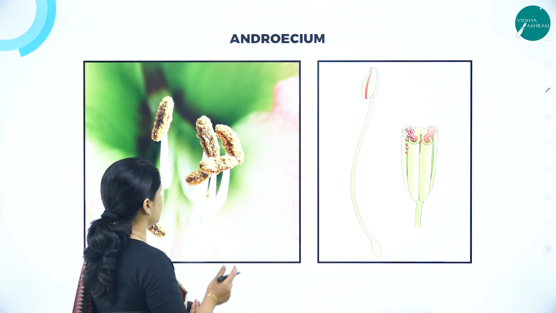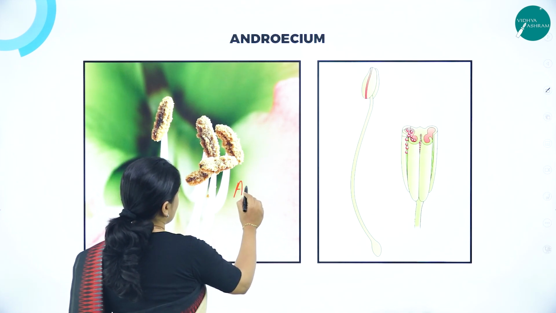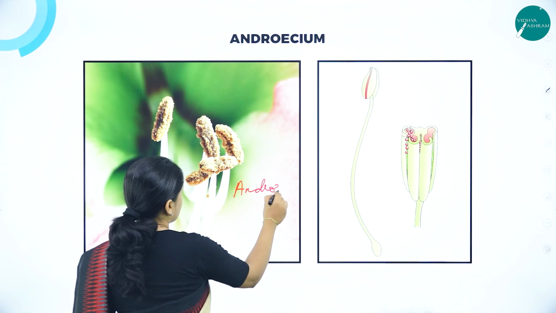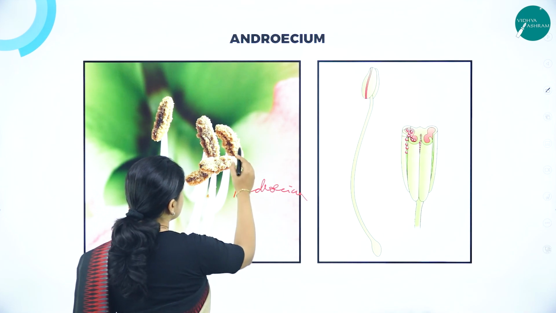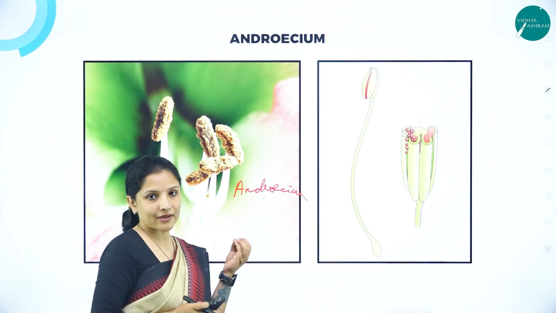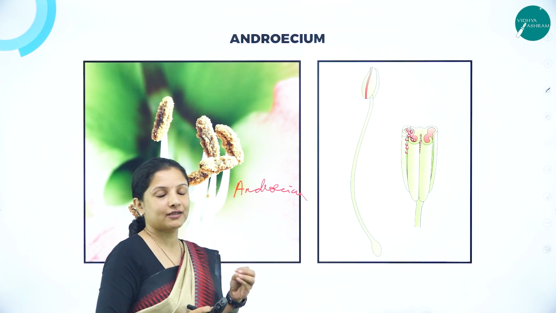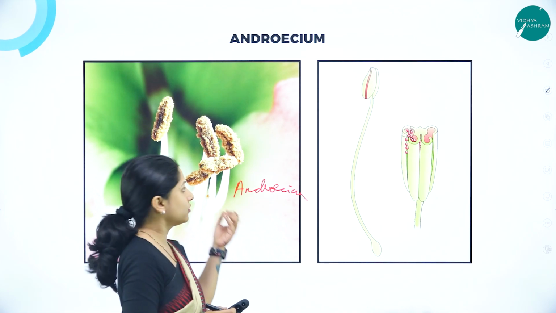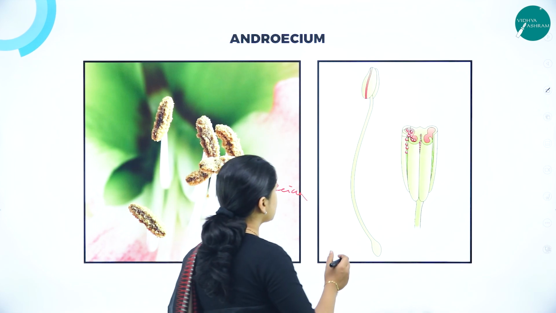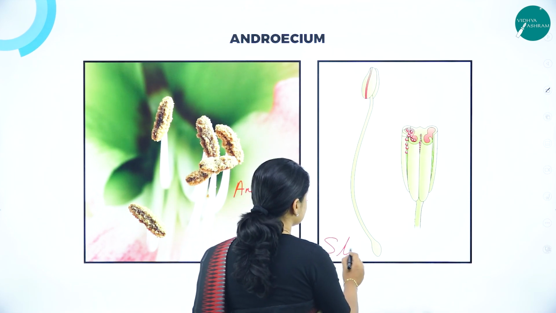So this is a stamen. You can see the androecium here and how beautifully the pollen grains are there on the anther. The anther has dehisced, or split open, and the pollen grains have come out. All this together we call the stamen.